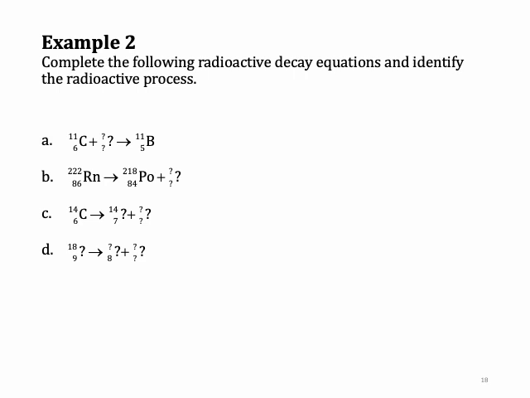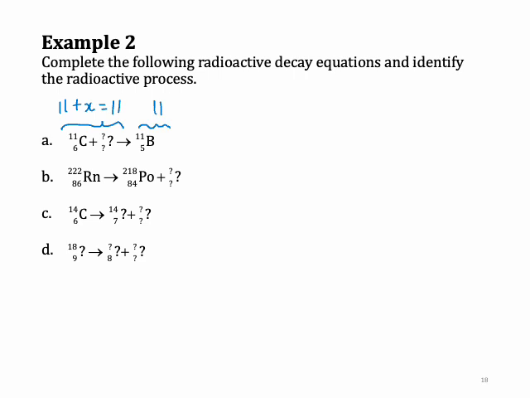Example like this. Complete the following radioactive decay equations and identify the radioactive process. Okay, so again, how do you find it? You balance your top and the bottom numbers on the two sides. This is 11 plus something gives you 11, right? Because the total on this side is 11, so on both sides it should be 11.